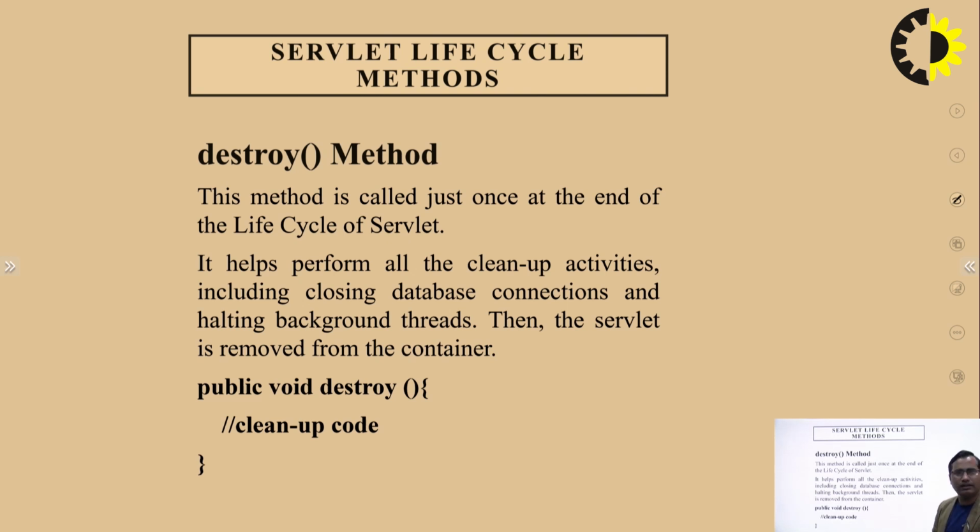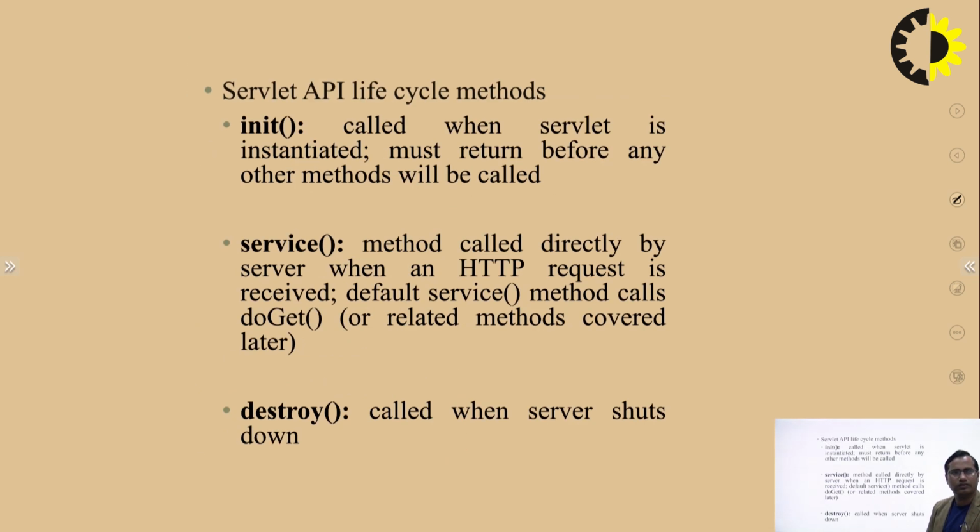And then finally it calls the destroy method. This method is called just once, as the init method is called the first time to initialize the servlet. This method is called only once in the whole life cycle, and it helps to perform all the cleanup activities, including closing the database connections and handling the background threads. Then the servlet is removed from the container, and this is the signature of the destroy method. So the servlet API life cycle uses these three methods: init method, service method, and destroy method.